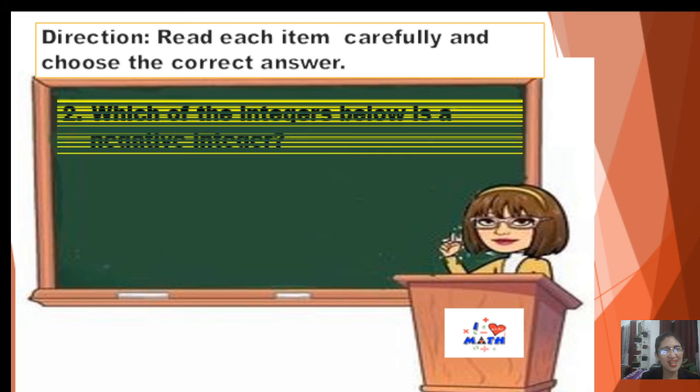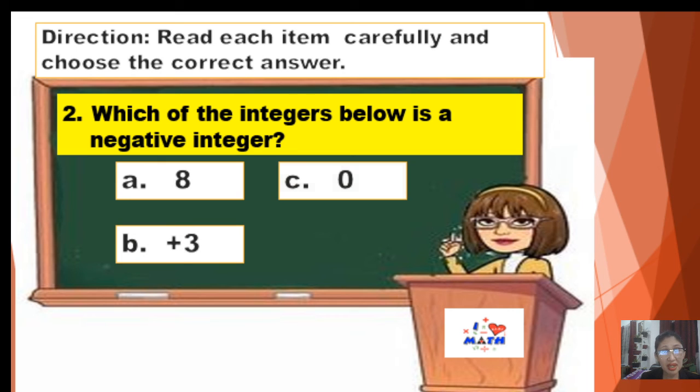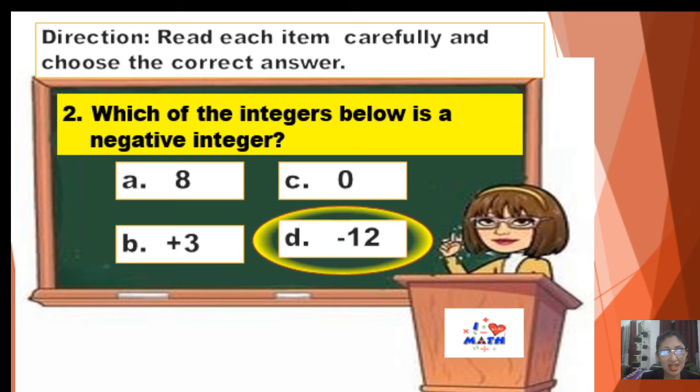Okay, let's have another. Which of the following integers below is a negative integer? Is it 8, positive 3, 0, or negative 12? The answer is negative 12, correct. Very good. Okay, so take note, for a negative integer, we have the negative sign beside it.